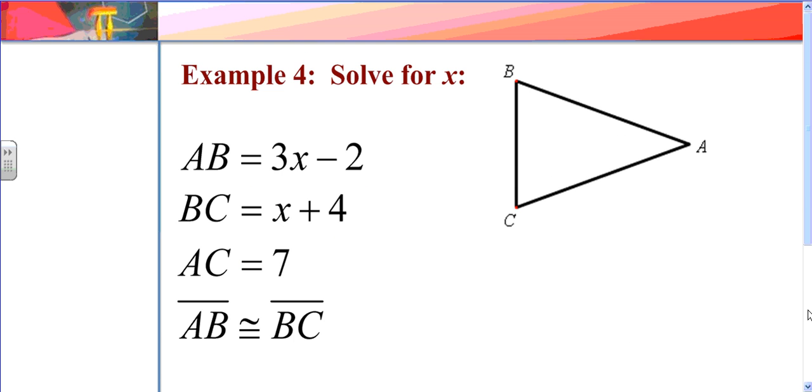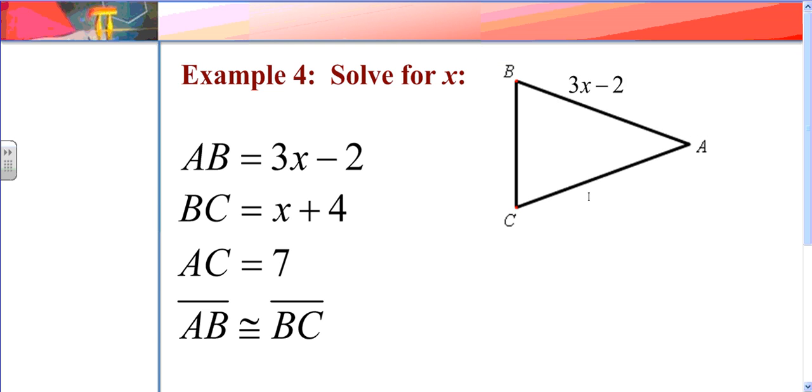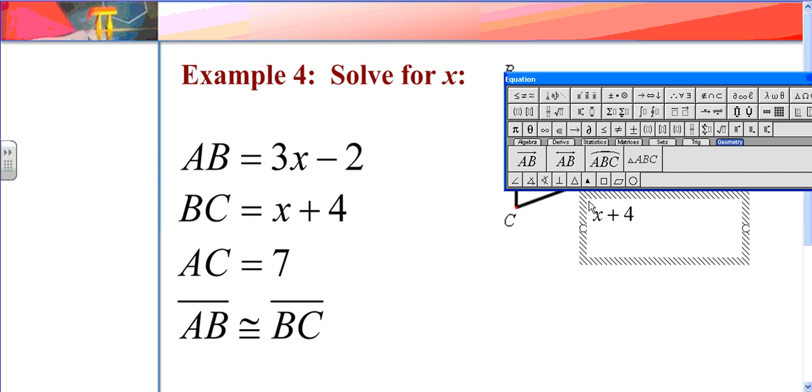All right. So one final example here. Let's look at how we put some algebra in here. So let's say given all of this information we want to solve for x. So let's see what we know here. We know that the length of side AB is equal to 3x minus 2. So let's put that in my picture here. And we know that the length of side BC is x plus 4.